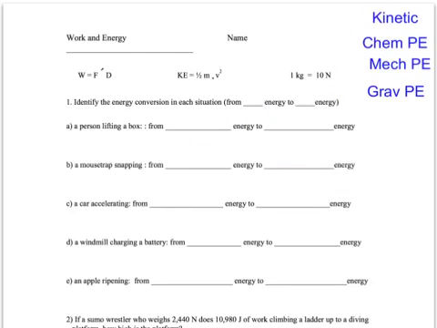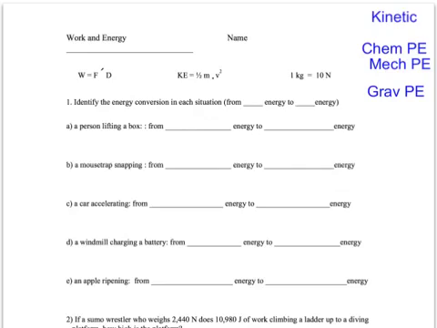A car is accelerating. That means it's going to go faster and faster and faster. So since it's going faster and faster, what it's gaining, therefore, is kinetic energy. Where did the energy come from? Well, it was in the gas tank in the form of a chemical called gasoline, so therefore it has chemical potential energy.